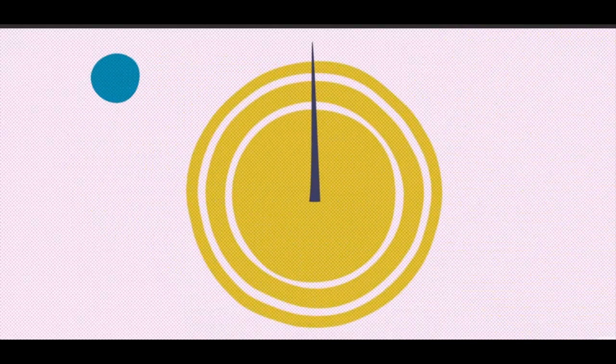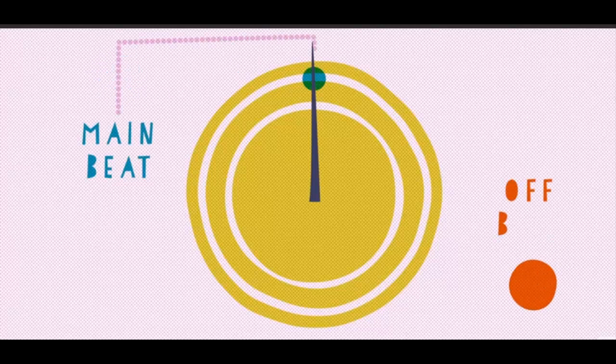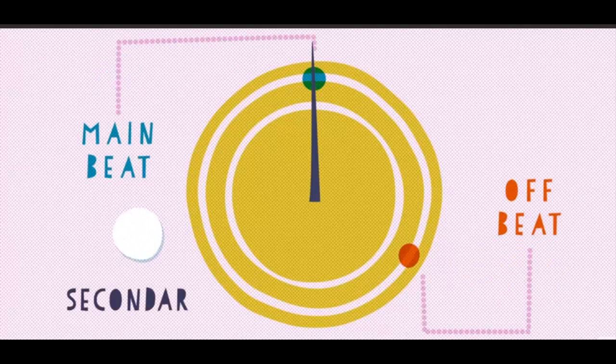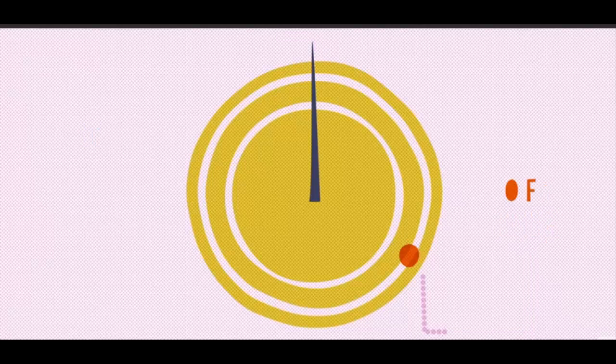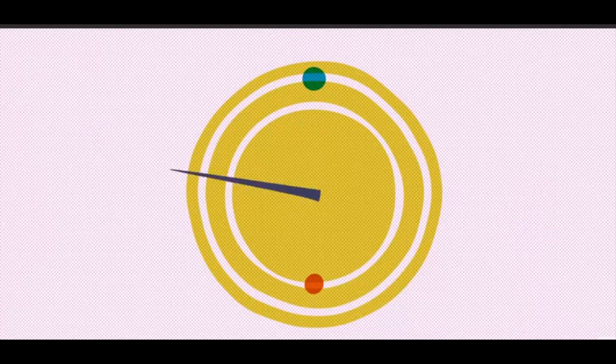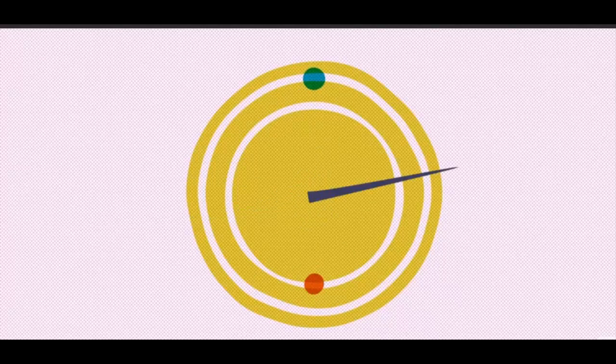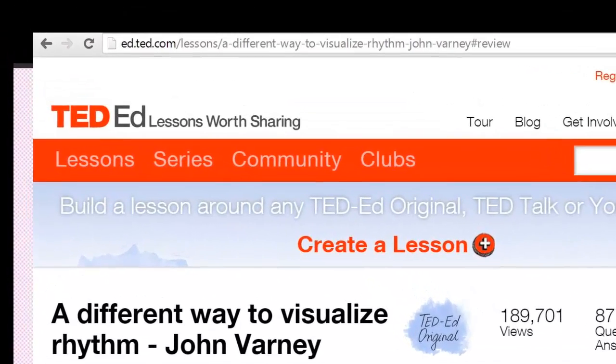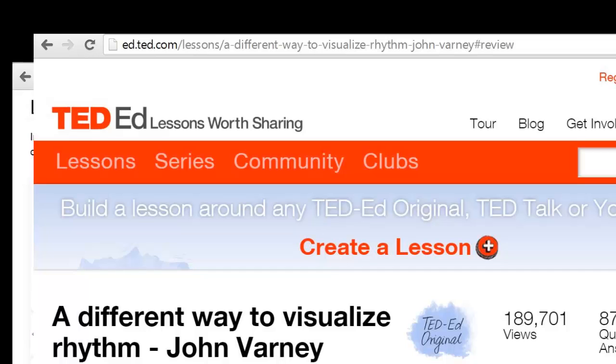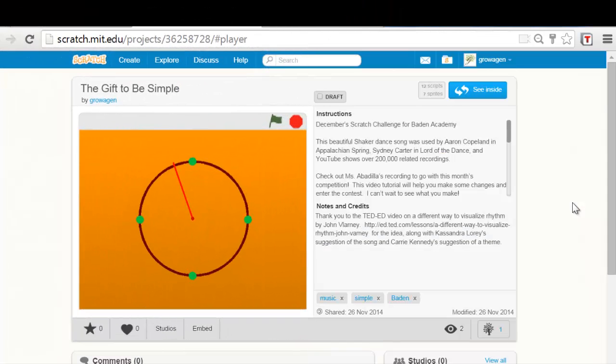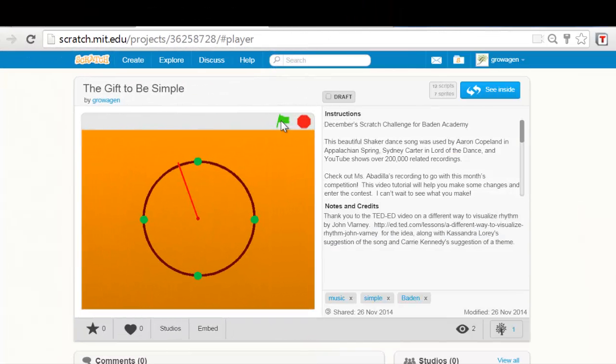Using blue dots for main beats, orange ones for off beats, and white dots for secondary beats. Here is a basic 2-beat rhythm with a main beat and an opposing off beat. You can go to his TED talk and listen more about that concept. Let's take a look at our Scratch this month.